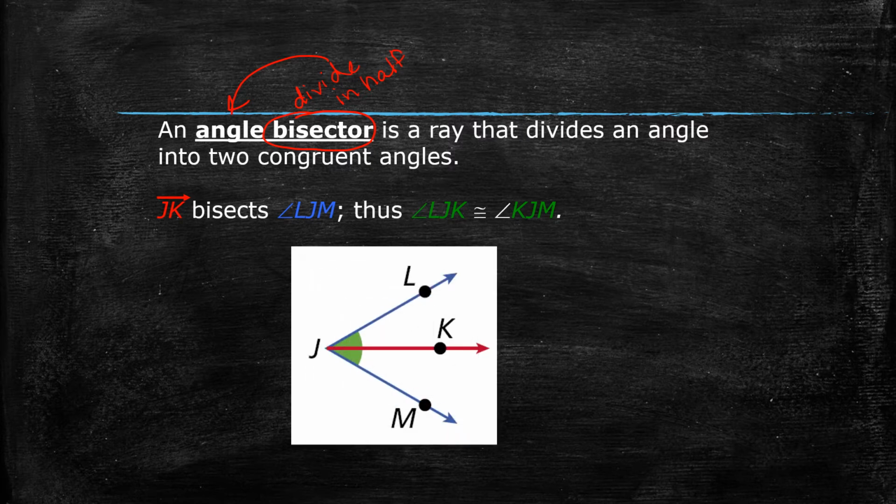So in this case, we have a ray. Notice there's a line with an arrow indicating that we're talking about a ray. We have ray JK coming through and cutting this blue angle here, the angle LJM, and it's cutting it in half. So if I was told LJM, that whole measure, was 60 degrees, what would each of these pieces measure? Well, we would say 60 divided by 2 because we're just splitting it in half, and we would get 30. So angle LJK is 30 degrees, and angle MJK is 30 degrees.